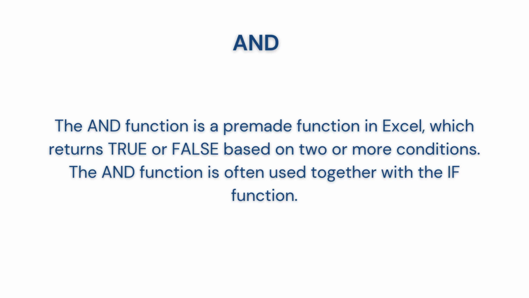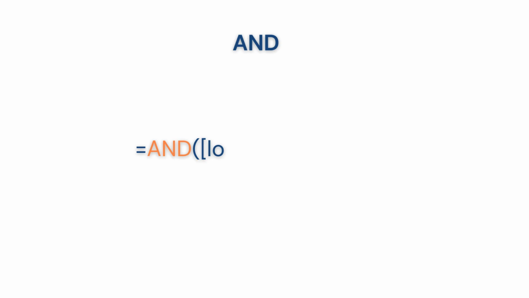The AND function is often used together with the IF function, and the syntax for that is equals to AND of logical 1, comma logical 2 and more. Here logical 1 and logical 2 and more refer to conditions. When I talk about conditions, it checks things like if a number is greater than another number, if a number is less than another number, or if a number or text is equal to something.